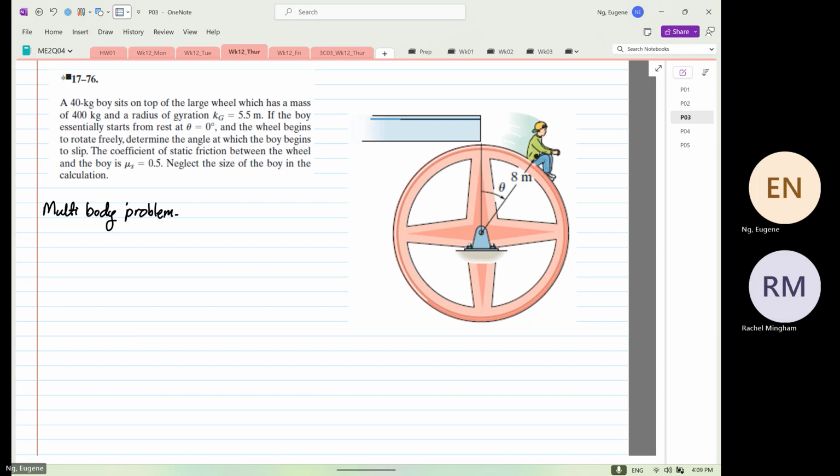Okay. What are you more interested in? The wheel or the boy? Right? What are you more interested? Are you interested about the wheel or are you interested about the boy? Okay. Right?